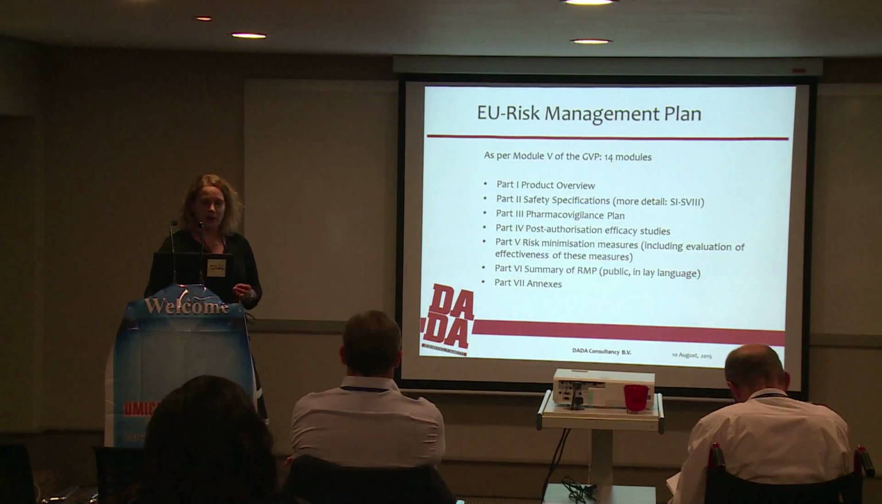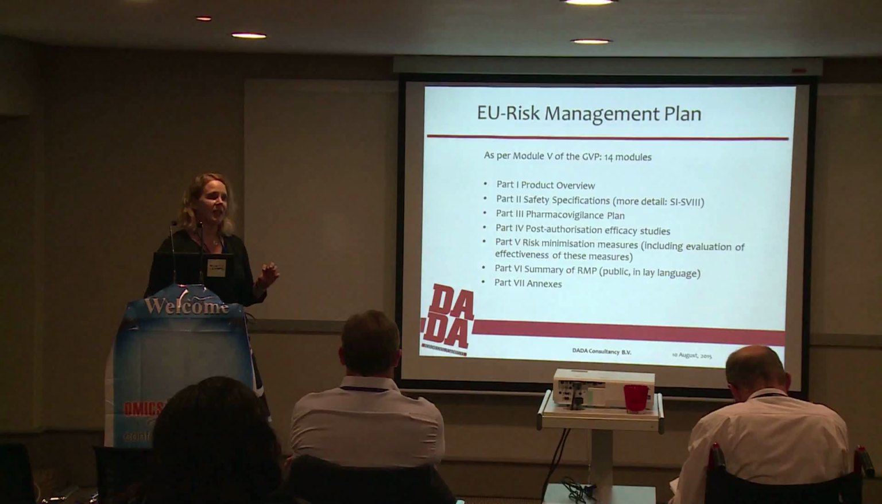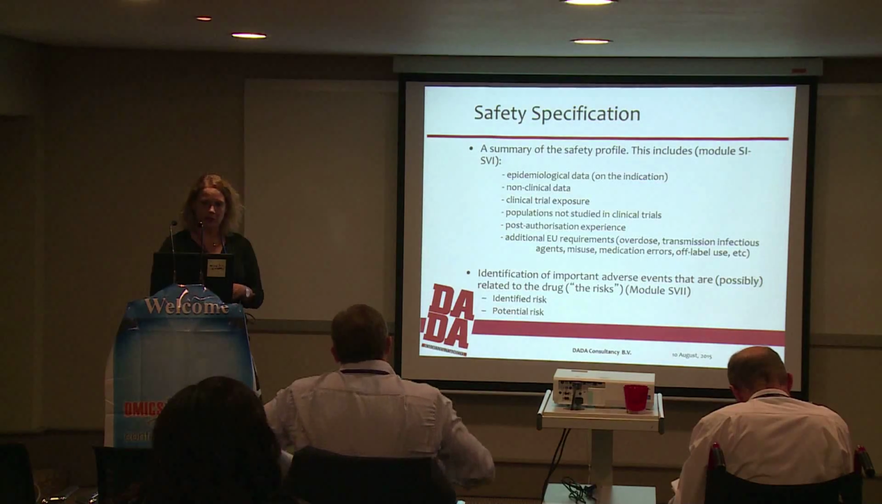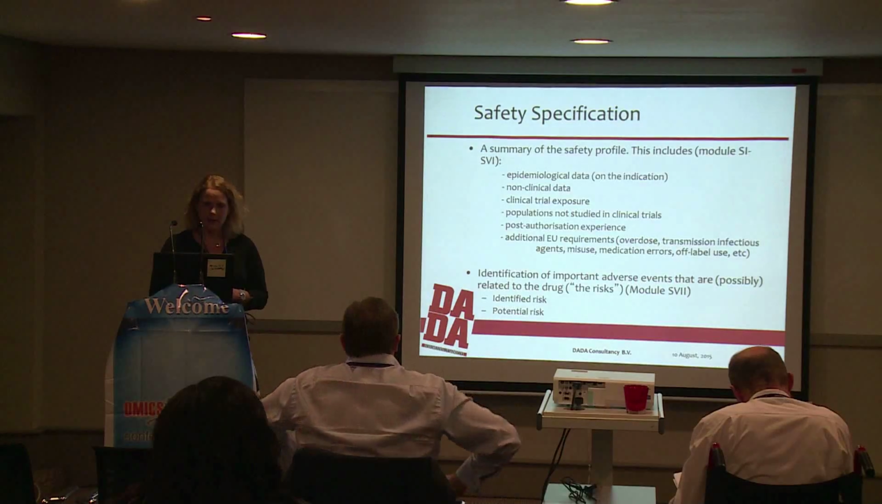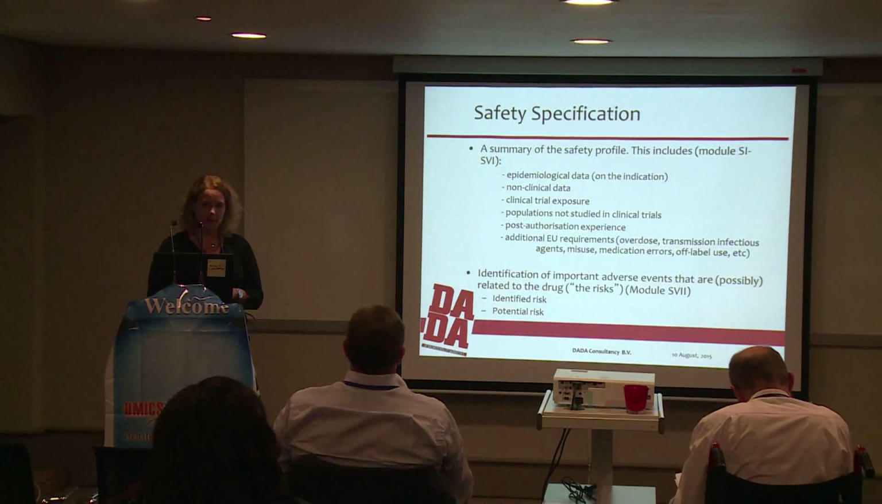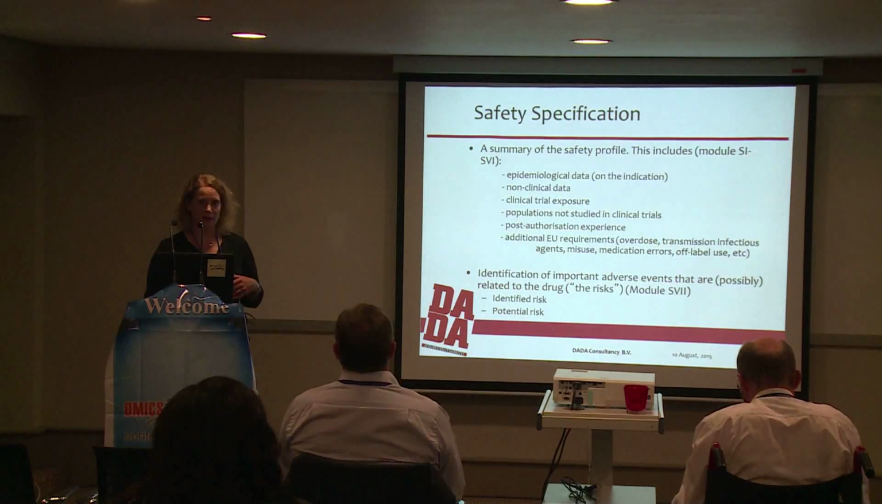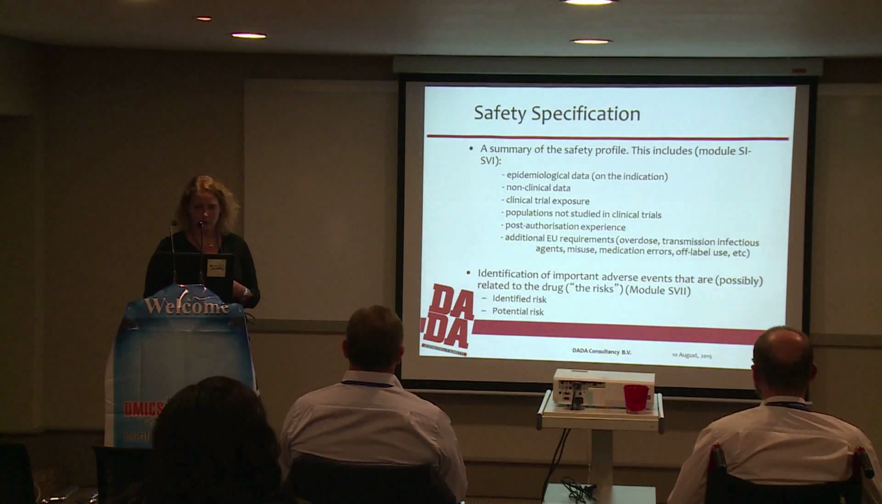If you find Module 5 of the GVP at the EMA website, then it will tell you that you need to include 14 modules in your EU risk management plan, starting with a purely administrative product overview. Then there are additional 5 sections that actually contain data, and then there's part 7, that's the annexes. And that, depending on your product, can be huge or can be almost empty. So to start out with part 2, the safety specification, that's your summary of the safety profile. And this includes modules S1 to S6. These modules are important because whether or not you have to complete them can depend on the way that you applied for a marketing authorization. So I'll show that later on.